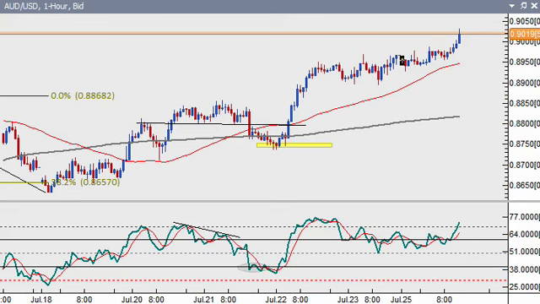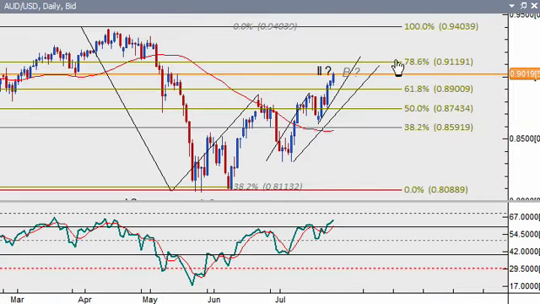The Aussie dollar is very strong, but it should be seeing some resistance very soon. About 100 pips more to go.